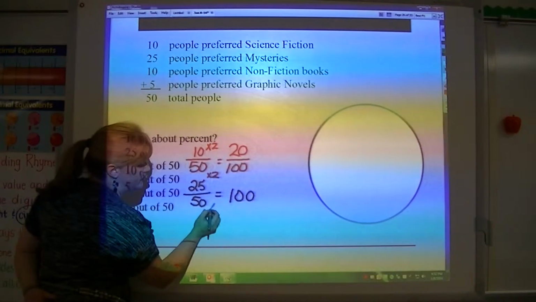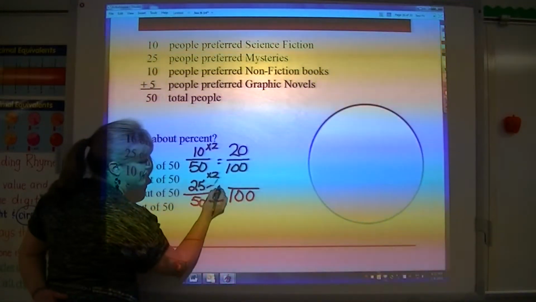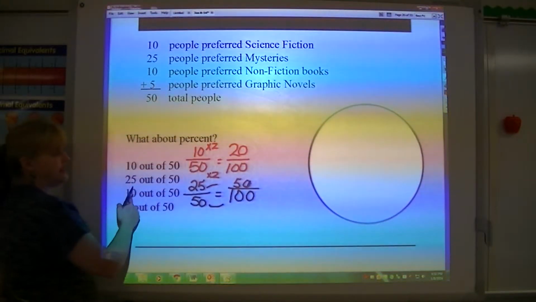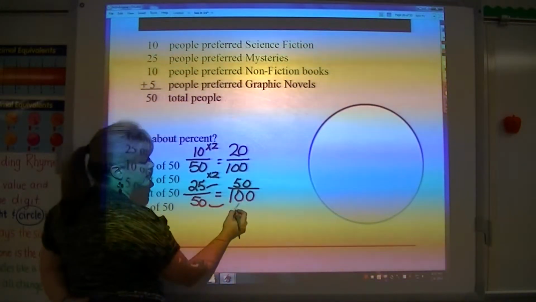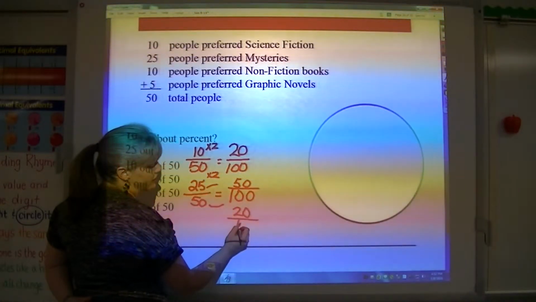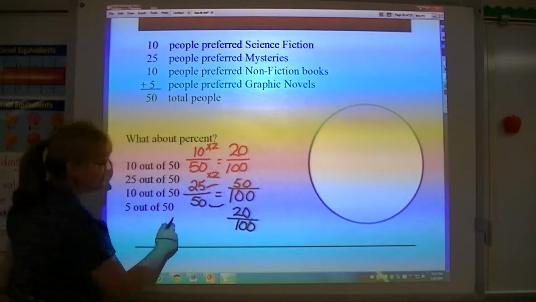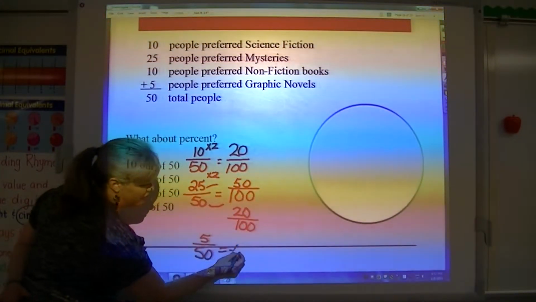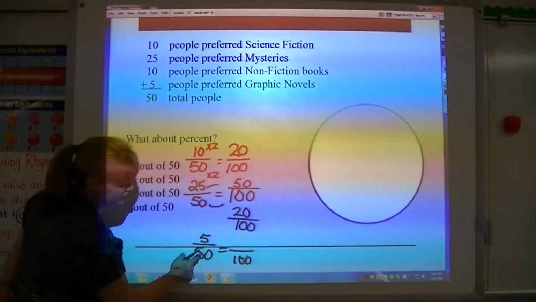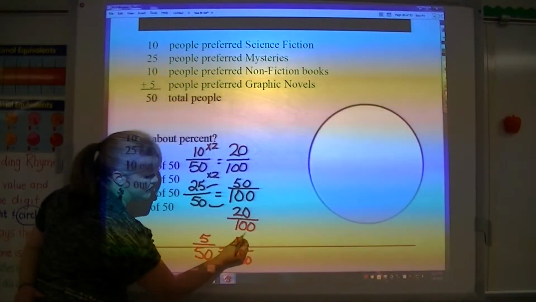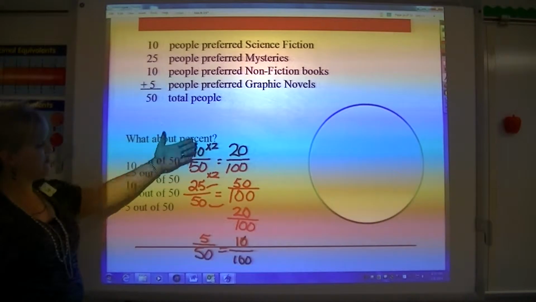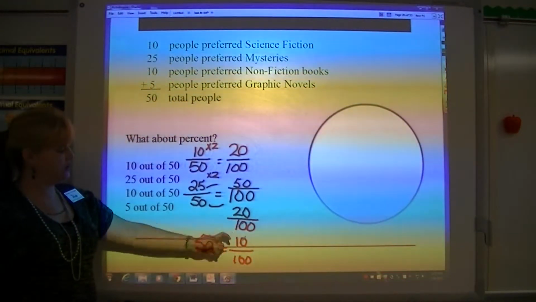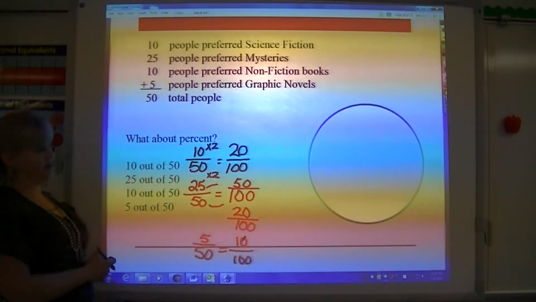50 times 2 is 100, again. 25 times 2 is 50. I've got 10 out of 50 again, so I don't have to calculate 20 over 100. And then 5 out of 50, put that over 100. 50 times 2 is 100, and 5 times 2 is 10. So what I have are fractions: 20 100ths, 50 100ths, 20 100ths, and 10 100ths.